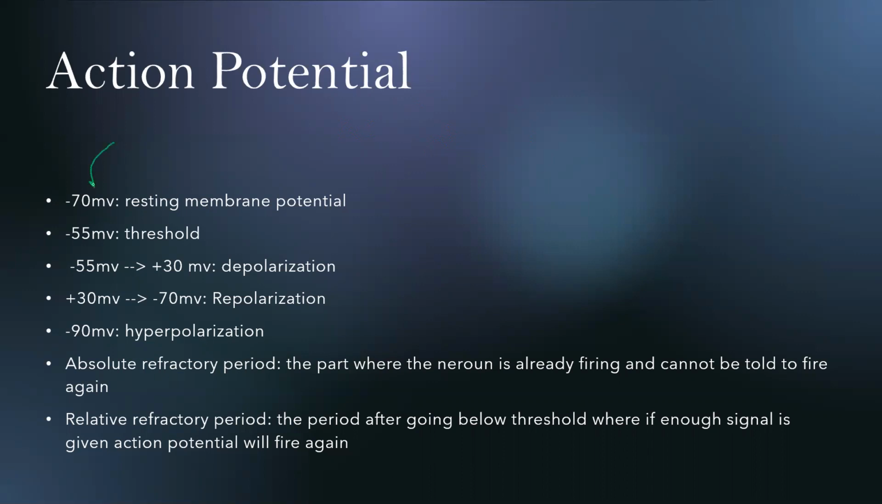Negative 70 millivolts, that is the resting membrane potential. Negative 55 is threshold. Now, when I hear the word threshold, I want you guys to think about a gun. Most of you have shot a gun before or know what a gun is, but a gun is fired when you pull a trigger. Now, don't do this because guns aren't toys, but if you just tap a trigger without putting a lot of force on it, it won't fire.